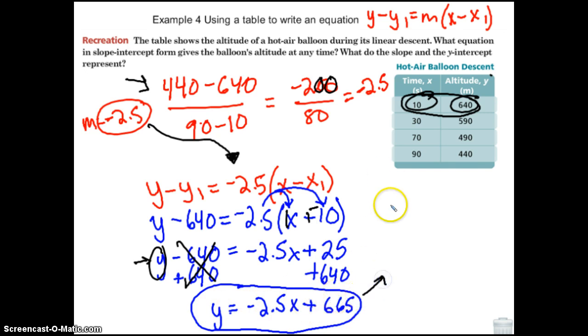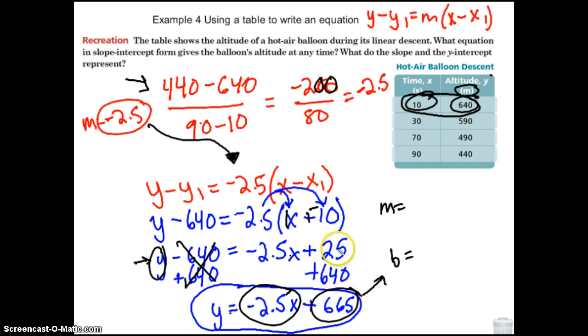Now, what does the slope mean? And I want you to write this down. I'm not going to write it down because it takes too long to say. But the slope means that the hot air balloon descends negative 2.5 meters. Notice how it says m right there, meters, every second. And what does the y-intercept mean, or the 665 here?